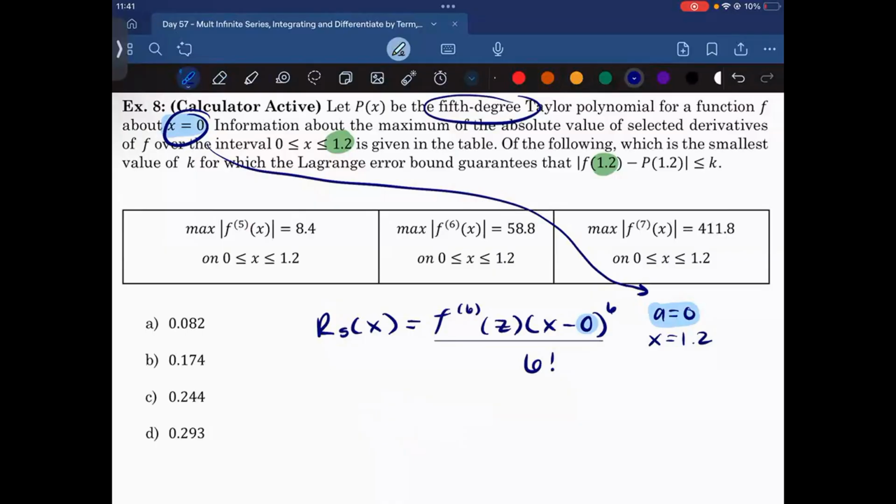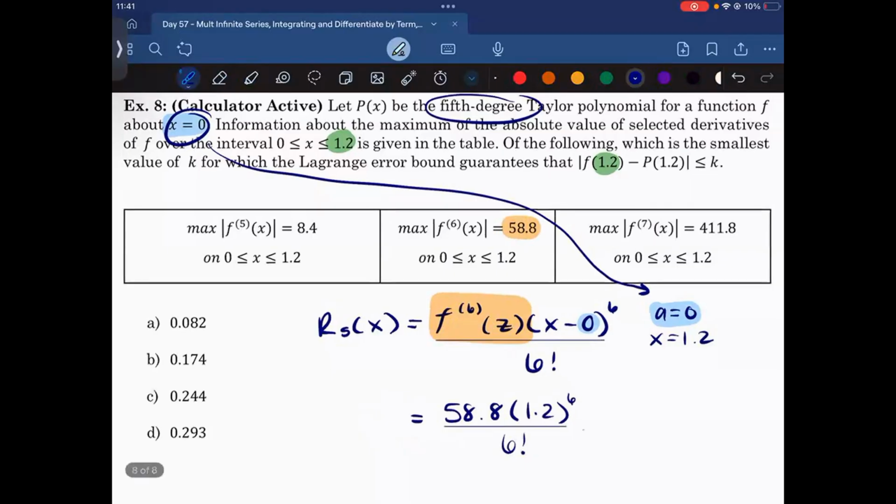Okay, so we're given f of, the maximum here. They've already given it to us, which is 58.8. I'm just going to plug in things. My x value is 1.2, because that's what we are estimating over the interval, over 6 factorial. And we plug into a calculator. And there you go.